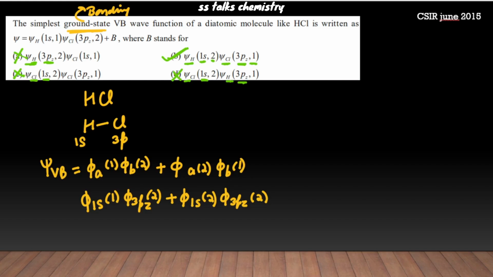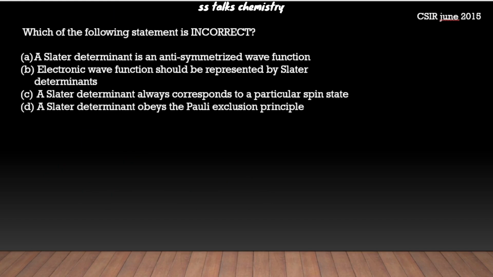Okay, next this one now. Which of the following statements is incorrect? Incorrect you have to choose. It says the Slater determinant is the anti-symmetrized wave function. This statement is the true one because the total wave function that we used to write, we consider it to be anti-symmetric, and the Slater determinant is able to prove that.